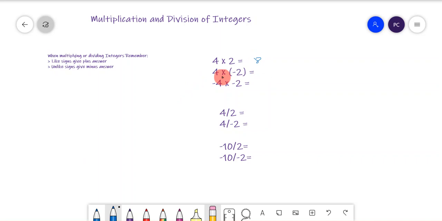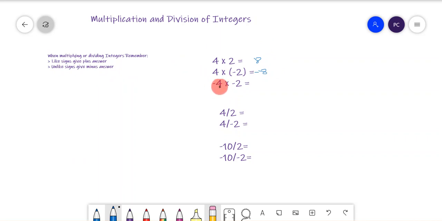This is positive 8 on the number line. Now if we have a look at this one here, this is positive 4 multiplied by negative 2. Notice that the signs are different on this. This is a positive integer and this is a negative integer. So the rule tells us that unlike signs give a minus answer. 2 multiplied by 4 is 8, but because this is a positive integer and this is a negative integer, the signs are unlike, therefore the answer has to be negative 8.